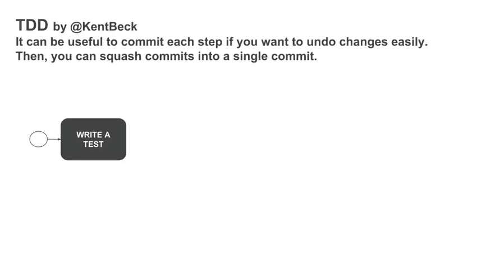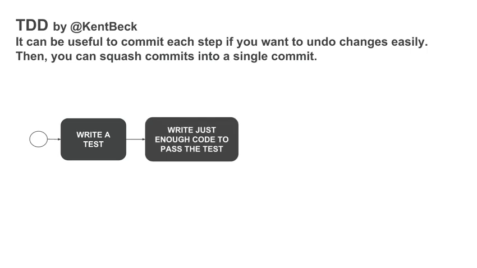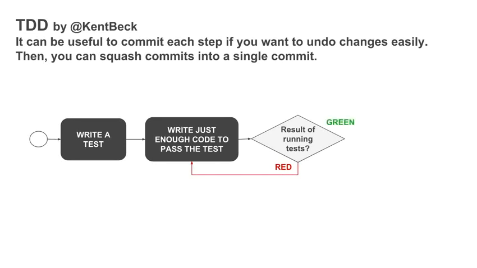TDD by Kent Beck. It can be useful to commit each step if you want to undo changes easily. Then you can squash commits into a single commit. We start writing a test. Then we write just enough code to pass the test. We check the result of running test, and if red, we continue writing code to pass the test. If green, we commit changes.